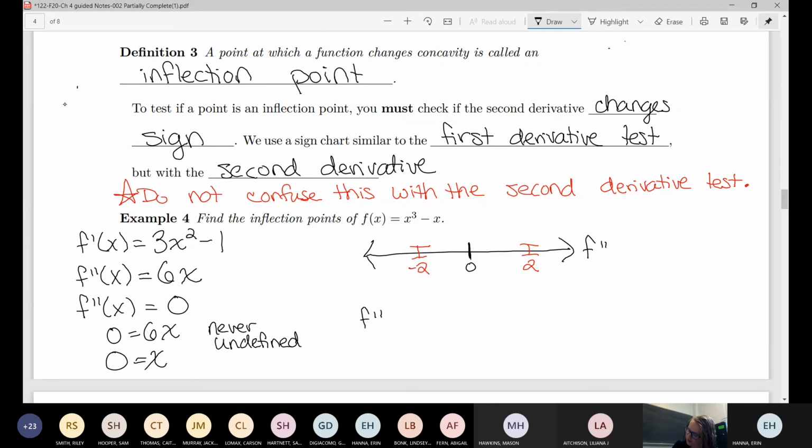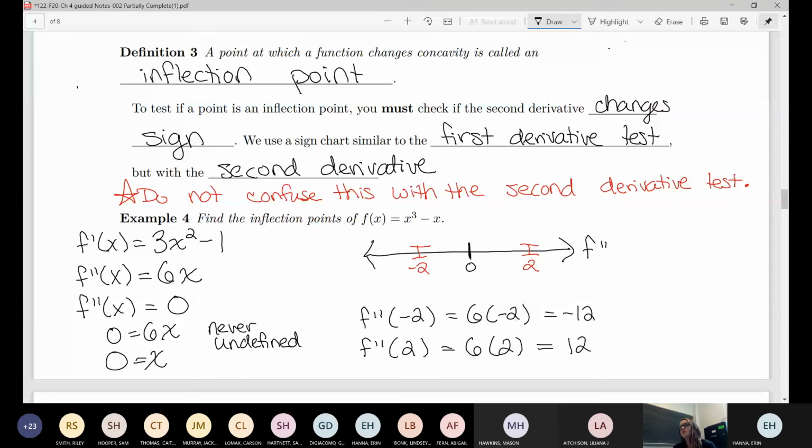Plug those 2 points into the second derivative. Just like with the first derivative test, we don't even really care about the number, you just care about the sign. So when we plugged in -2, we got a negative, and we got a positive when we plugged in +2.